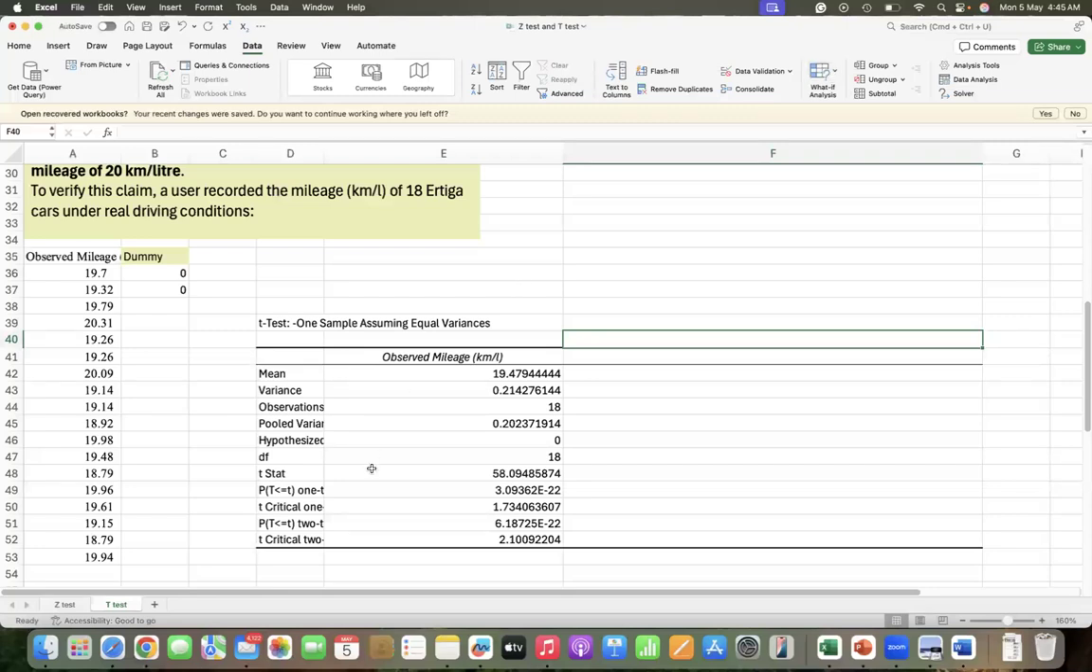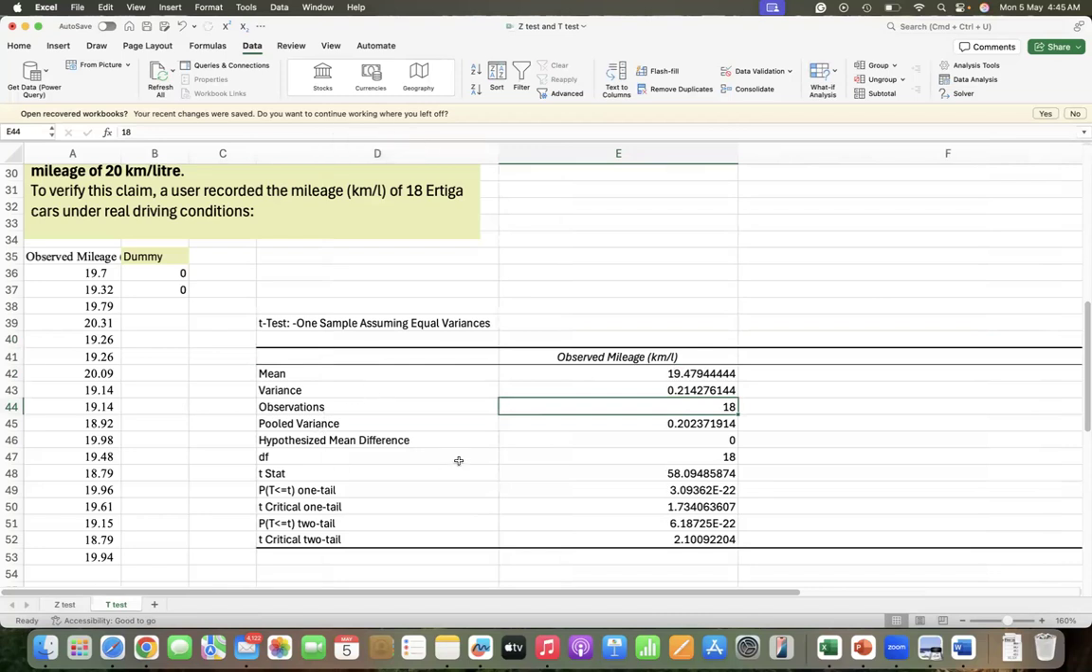Let us see, mean of the sample is 14.79. Observations are 18. Pooled variance, we don't look into these things right now. Hypothesized mean difference we put at 0. Degree of freedom, we know this is n minus 1. We have 19 observations. Okay, so it is taking one this. T statistic means T calculated value. The calculated value of t is coming out to be 58.